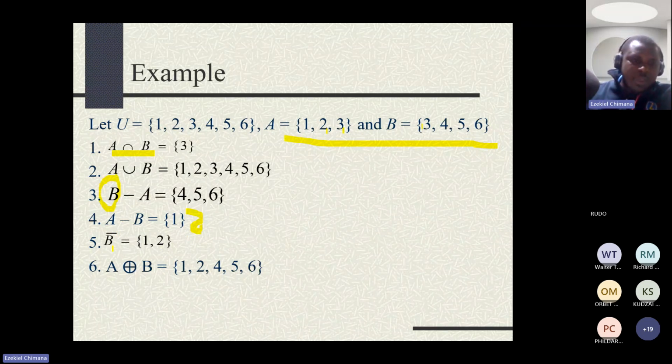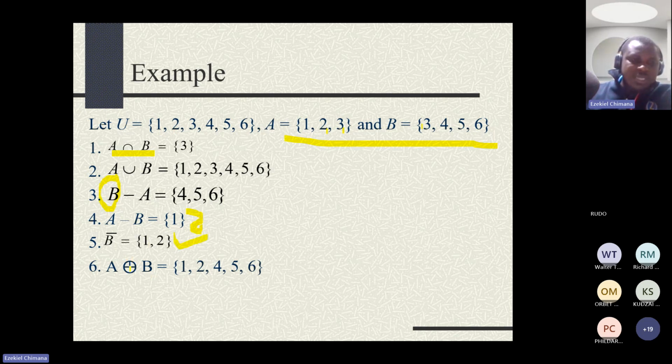And then for B complement, all the elements which are in universal set, but they are not in B. If you look at it, 3, 4, 5, 6, they are in B, but those elements which are not in B, but they are in the universal set are 1, 2. So that's why we've got this one too.